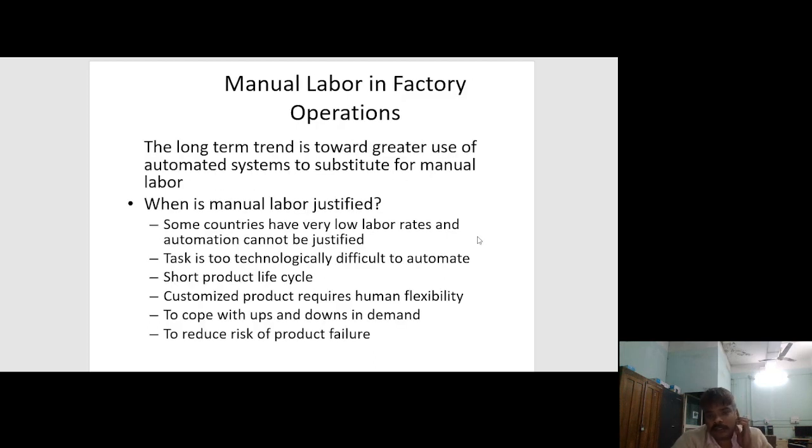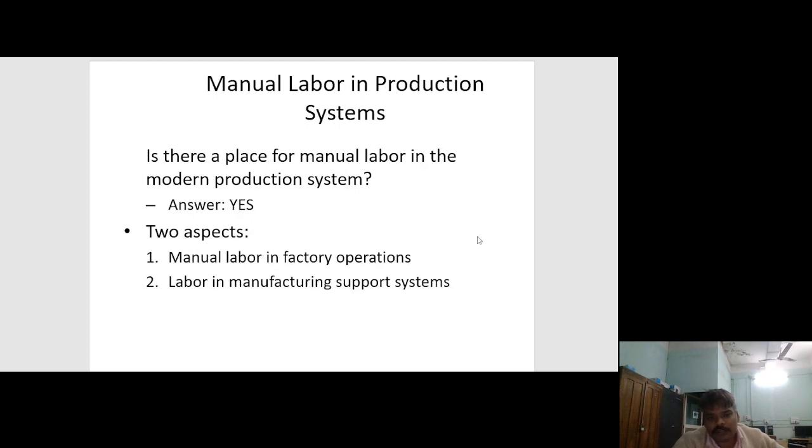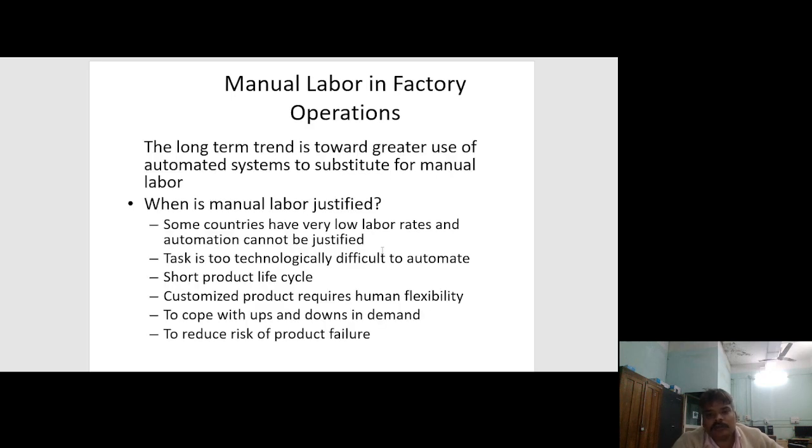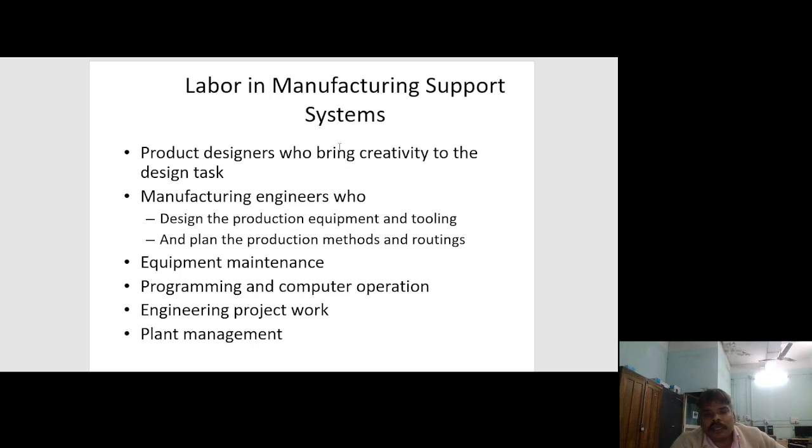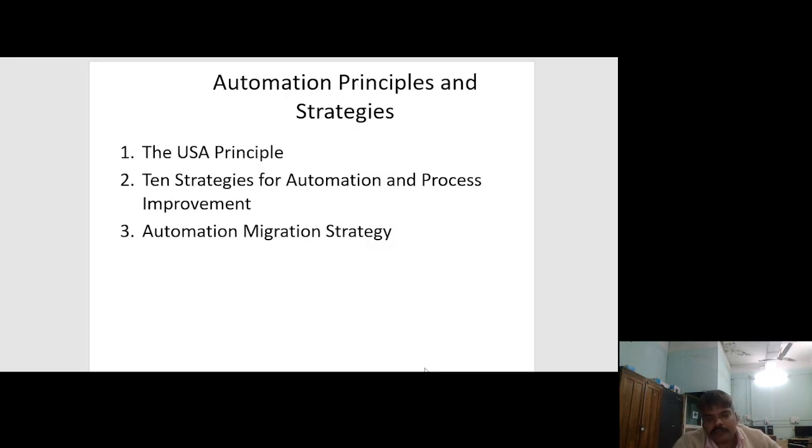Manual labor in production system, manual labor in factory operation. Is there a place for manual labor in the model? Yes. Manual labor in factory operation, labor in manufacturing support: product designers who bring creativity to design tasks, manufacturing engineers who design the production equipment and tooling and plan the production method and routing, equipment maintenance, programming and computer operation, engineering project work, plant management.